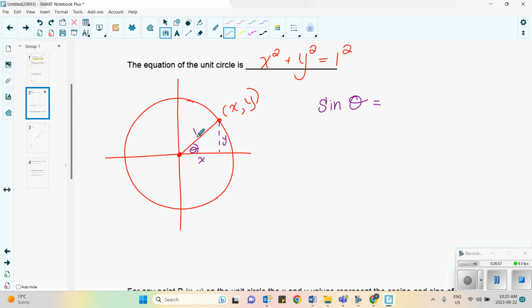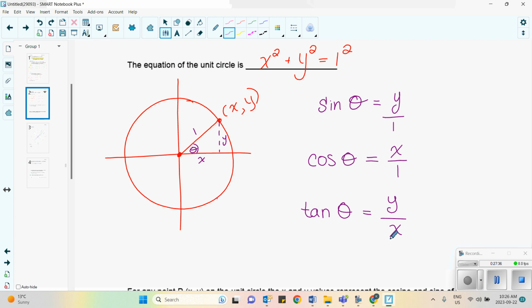So what is the ratio for sine? Y divided by 1. What's our opposite side? Y, and it's divided by 1. Cos theta, x over 1. And tan theta, y over x.